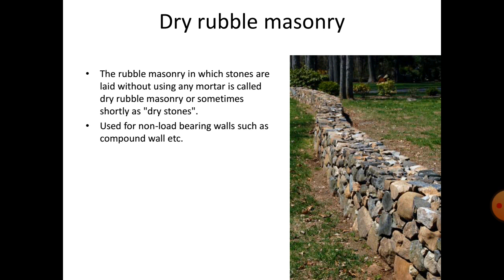The third type of masonry is dry rubble masonry. The rubble masonry in which stones are laid without using any mortar is called dry rubble masonry, or sometimes shortly dry stone. It is ordinary masonry, and is recommended for constructing a wall of height not more than 6 meters, and if the height is more than 3 meters, courses are laid in square rubble masonry mortar at a 3 meter interval. It is very suitable for non-load bearing walls, for example a compound wall.